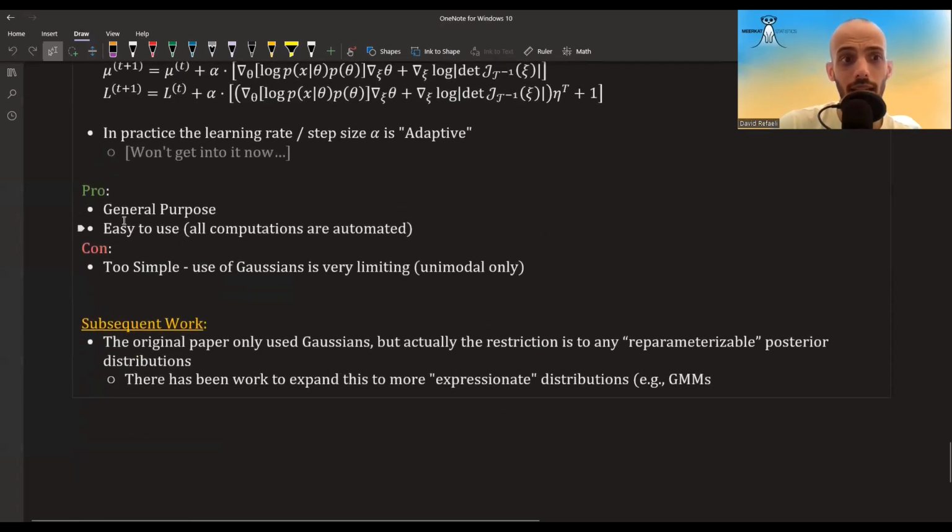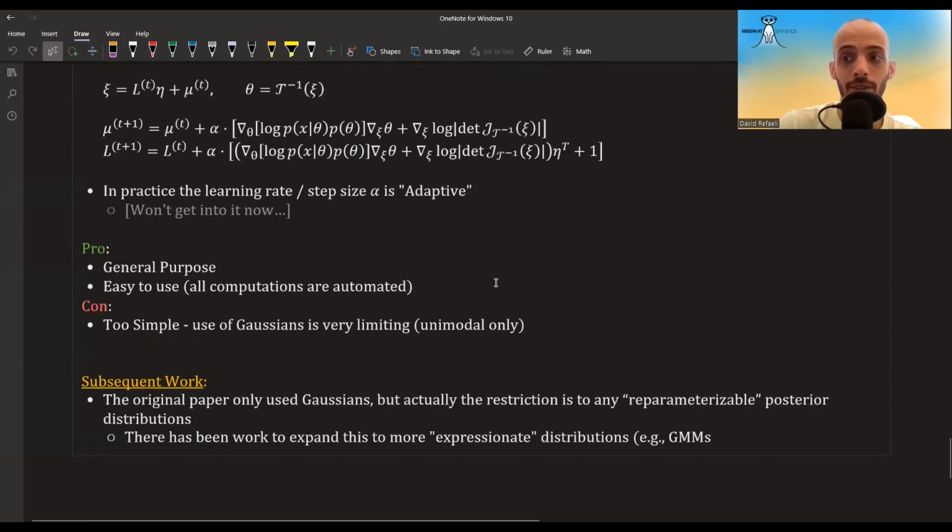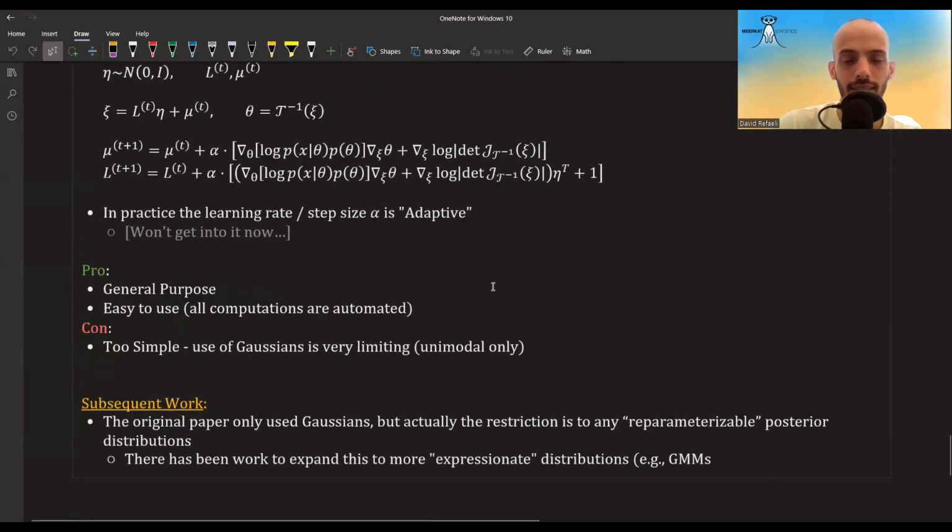So what are the pros of ADVI? It's a general purpose stochastic variational inference algorithm. It's easy to use. What is the con? Well, it's too simple. We are only using Gaussians, and this is very limiting. Gaussians are unimodal. So even after the transformation we will make, whatever distribution we get will also be unimodal. There are papers that came out later that try to do ADVI for more expressive distributions. For example, I saw a paper that tries to do it with GMMs.